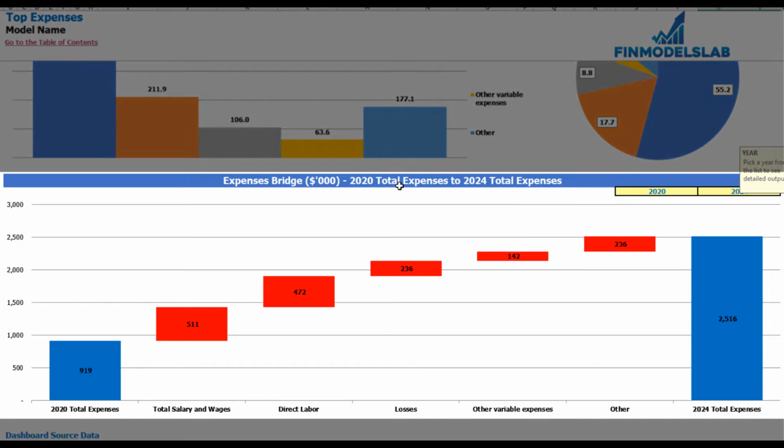On the expenses bridge, you may find the main drivers of expenses growth between these 2 years. These years are also changeable. So you may select the first year and you may select the last year. And you may see that total expenses starting in 2020 will change to total expenses in 2024 by this waterfall.